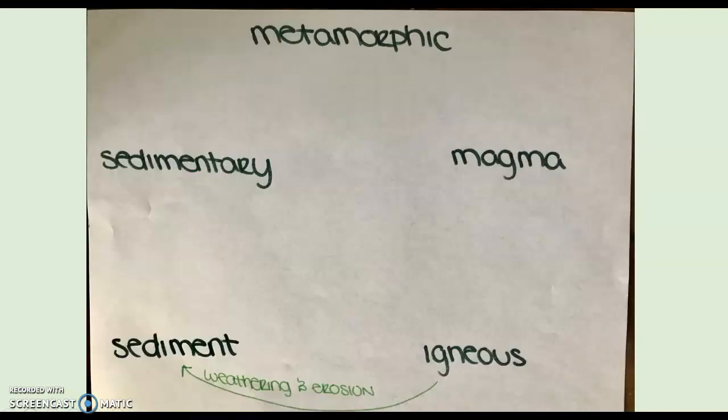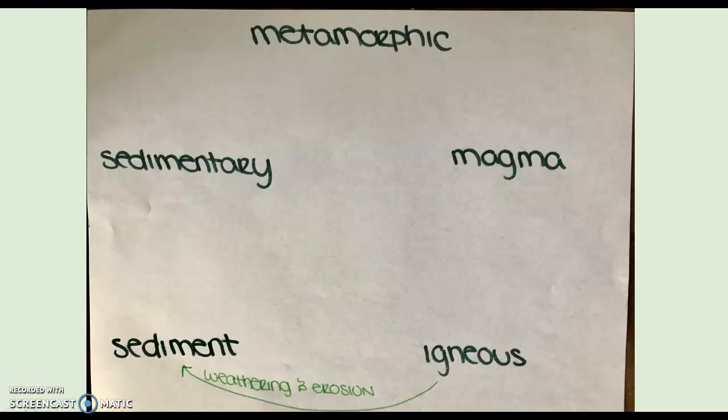Next, to get from an igneous rock to sediment, you have to have weathering and erosion. So essentially, next unit, if we get there, we talk about how rocks can be weathered and eroded. Basically, wind, water, ice, gravity is going to break down this rock and change it into sediment.